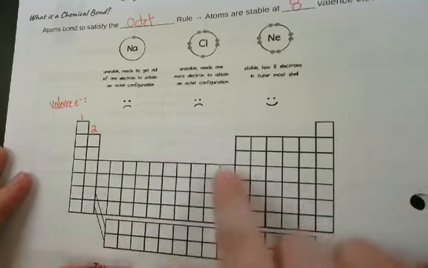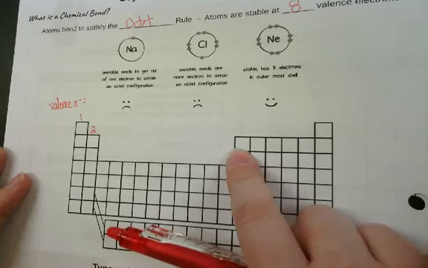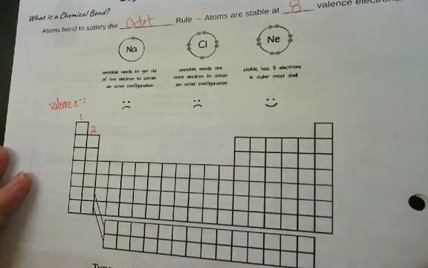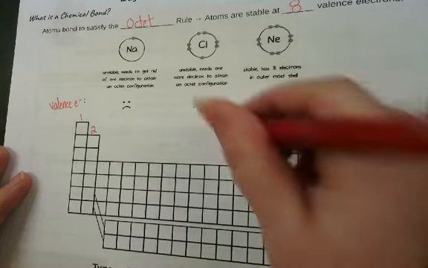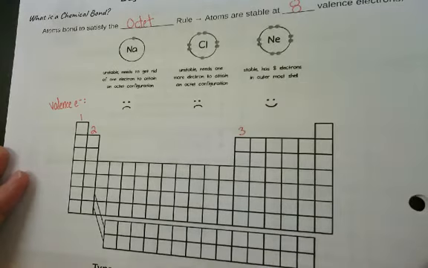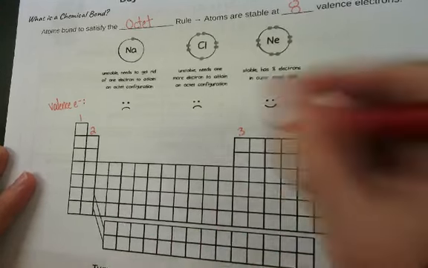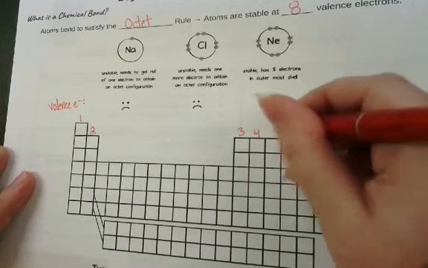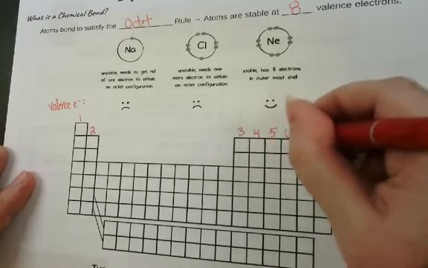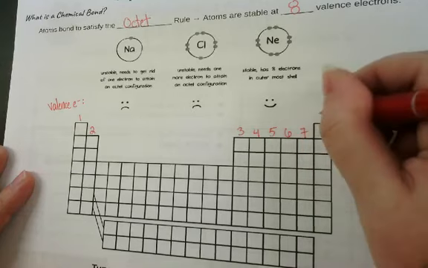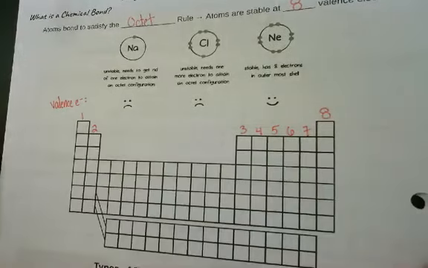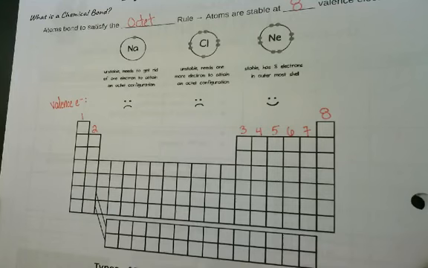Okay? Next, we hit group 13. How many do you think group 13 is going to have? 3. Yeah. So if group 18 has 8, right, group 13 would have 3. What about group 14 here? 4. Next one? 5, 6, 7, 8. Good. So based on what group it's in, that determines how many valence electrons there are.